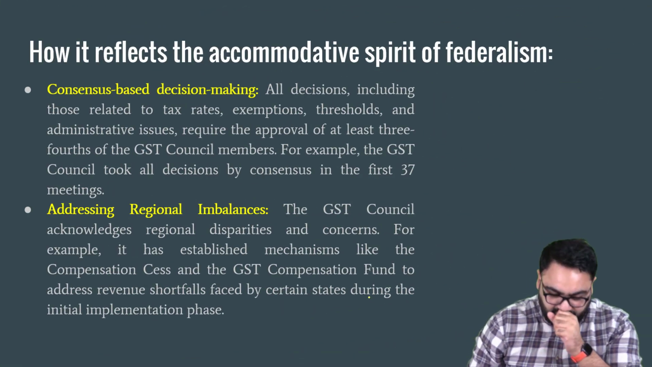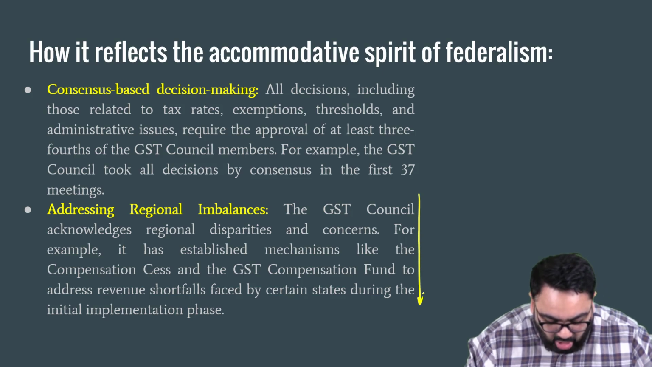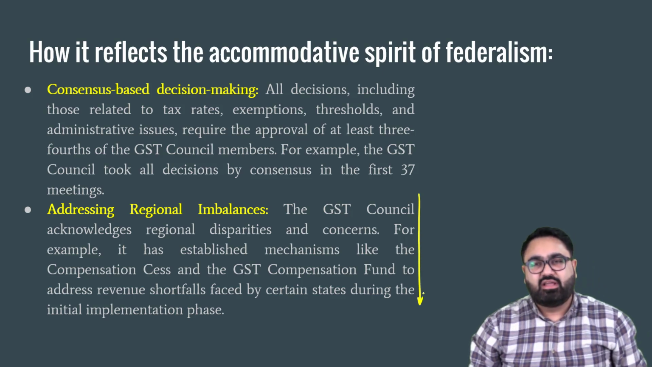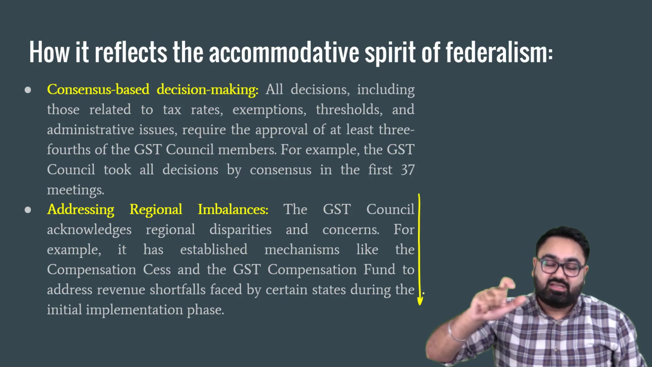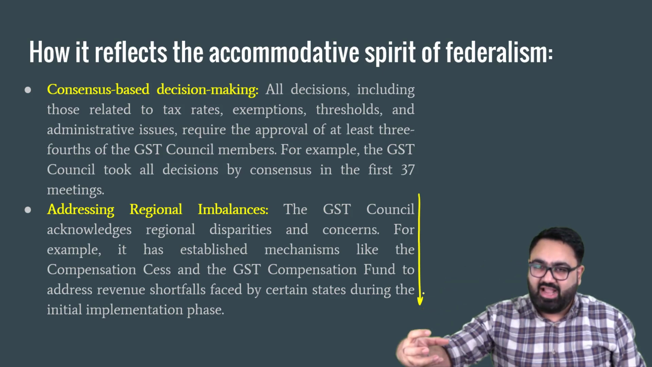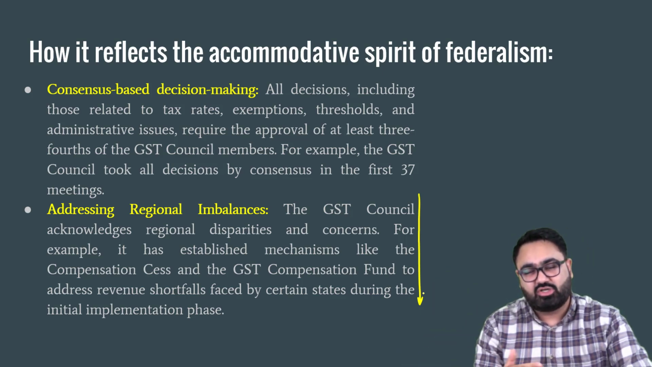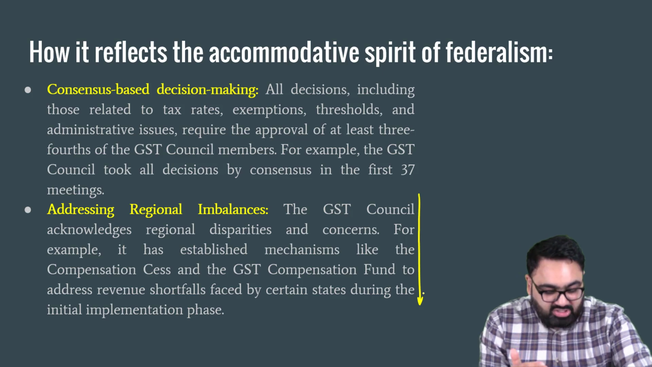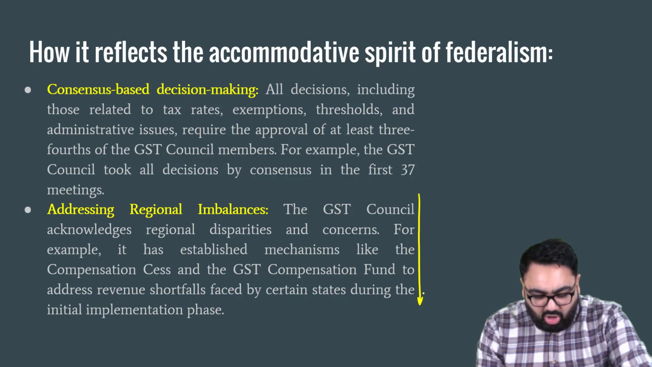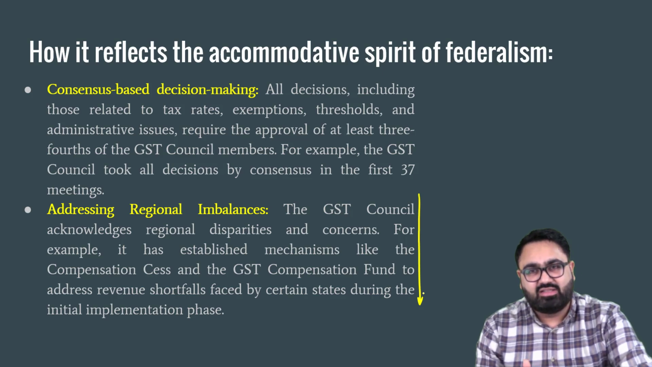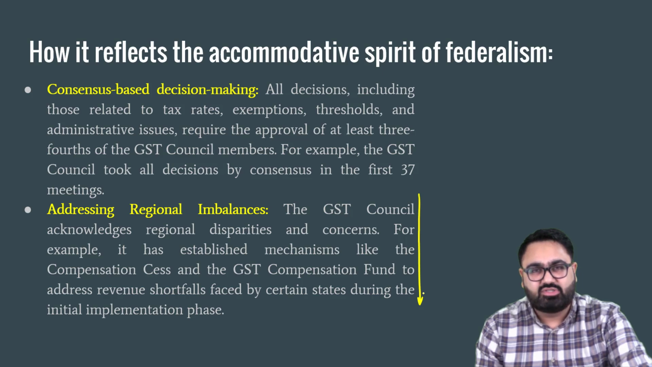Apart from that, the regional imbalances are also now being addressed. Regional imbalances, as I said, in the sense that certain states had different tax slabs, some other states would have had different tax slabs on the same products, on the same services. Those are now being changed. These are some of the things showing how the accommodative spirit of federalism is being seen. There are very frequent meetings of the GST Council.